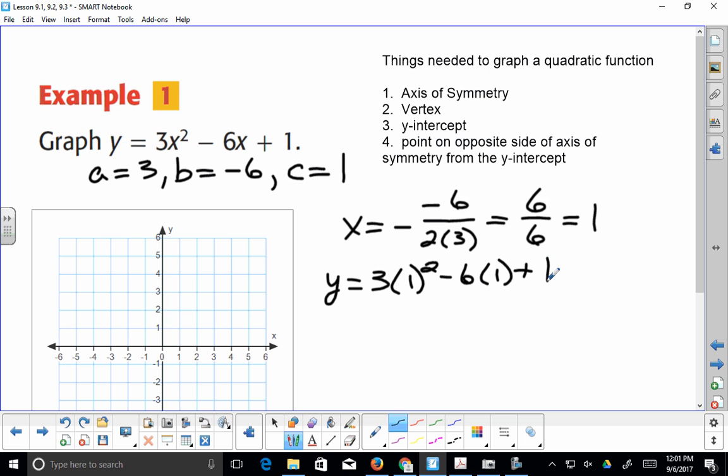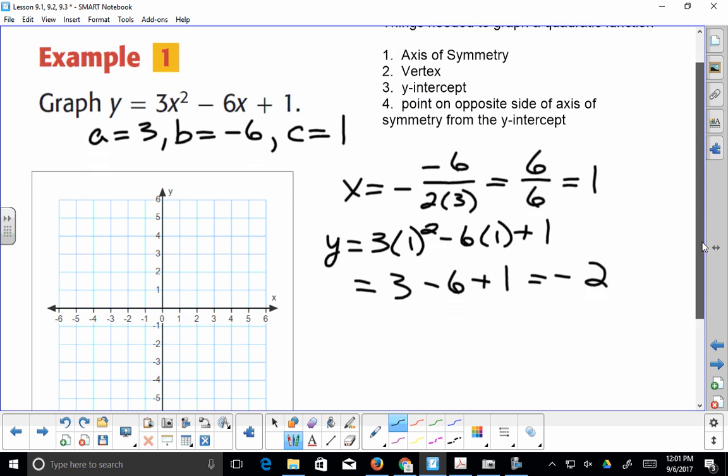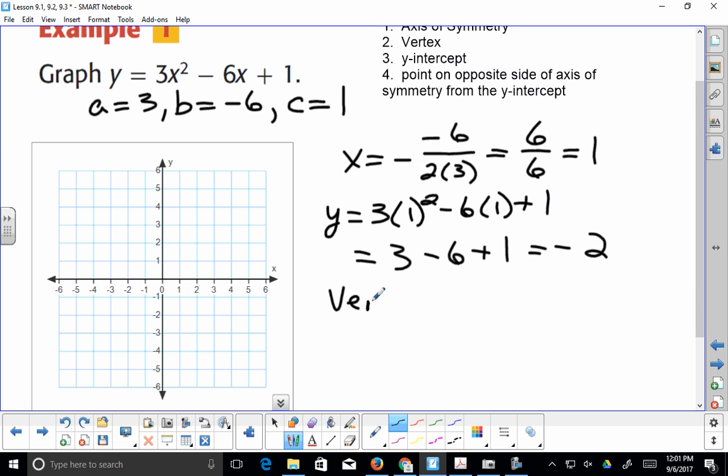Now always remember your order of operations. So we square this 1 before we multiply by 3. So we get this equals 3 minus 6 plus 1, which is negative 2. So the vertex is at the point (1, negative 2). So I can graph that: 1, negative 2. There's my vertex.